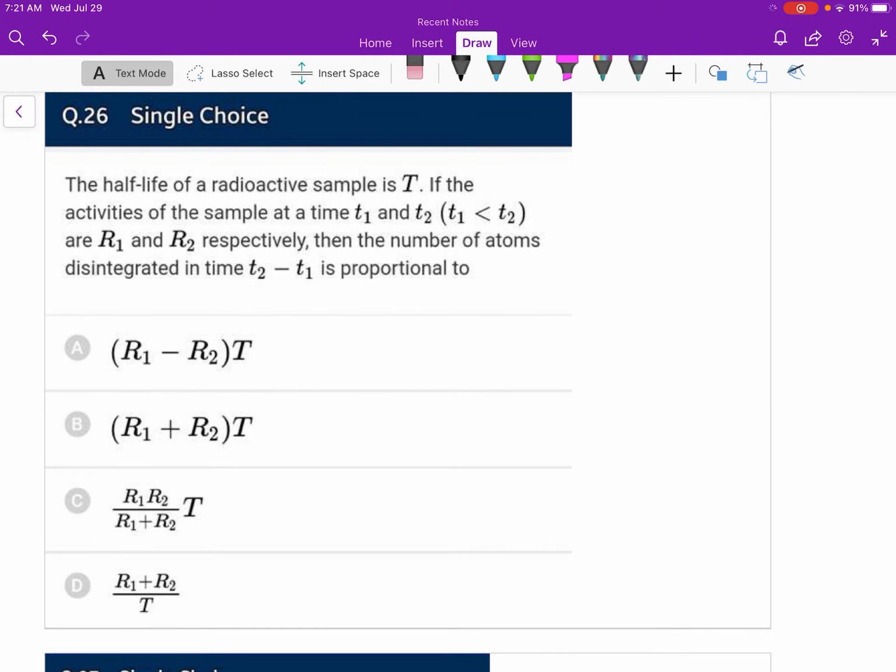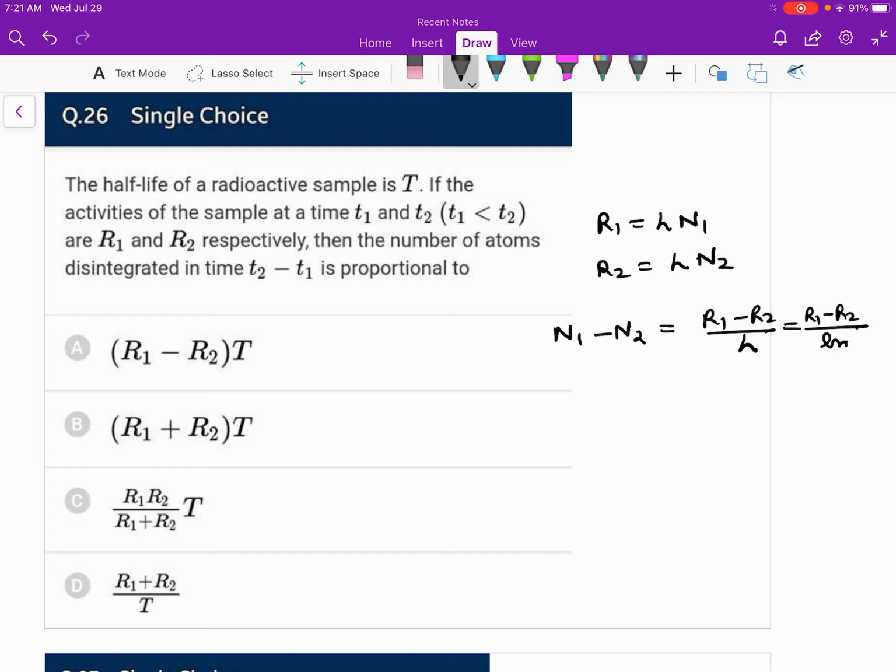The half-life is given, activities at T1 and T2 are given, then find the number of atoms disintegrated between T1 and T2. So R1 is lambda N1 and R2 is lambda N2. So the number of atoms disintegrated, N1 minus N2, is R1 minus R2 upon lambda, which is R1 minus R2 upon ln2 by capital T. So it is proportional to R1 minus R2 into capital T. So A is the correct option.